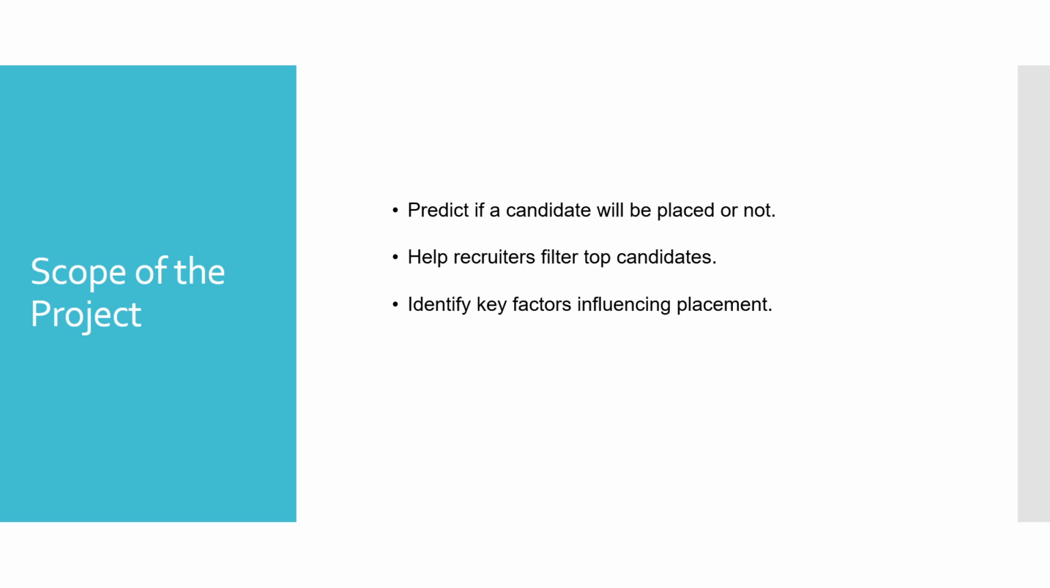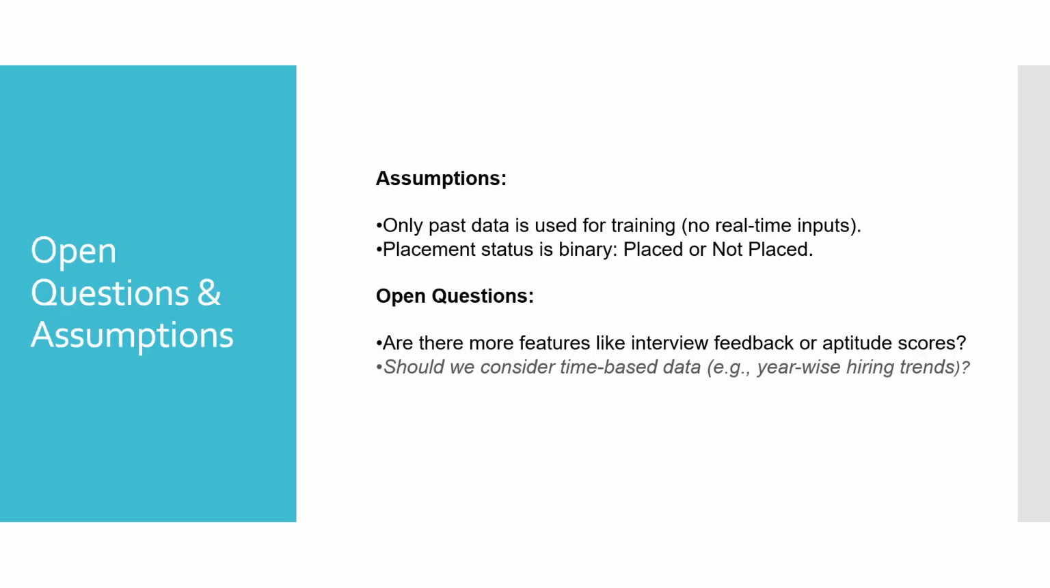Then the assumptions are that we are using only the past data, and the placement status, meaning the result, is in binary form. That is, if it is placed it means 1, and not placed means 0. It is binary values, so in binary values we can see only 0 and 1.